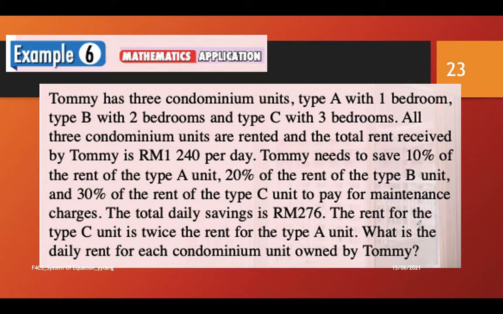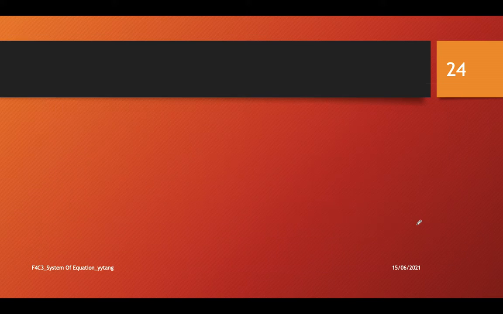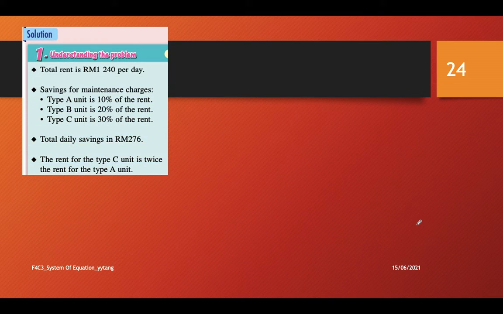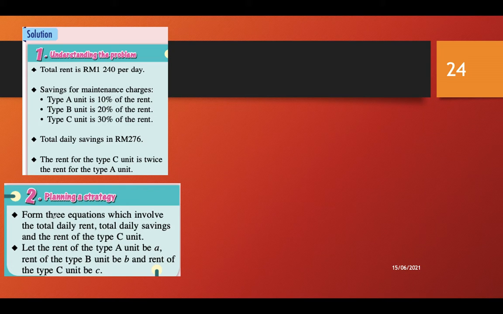Okay, ini soalan dia. Number 1, dia dapat rent 1240 per day. Then saving maintenance 10%, 20%, 30%. And saving dapat 276. The rent for type C twice. 3 point lah. So, from 3 equation involve total daily rent, the total daily saving and the rent of type C unit. Let the rent of type A be A, B with small b, C with small c.